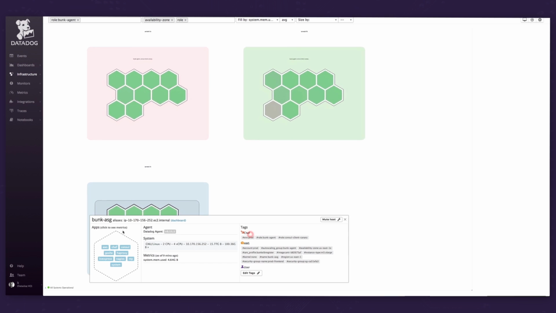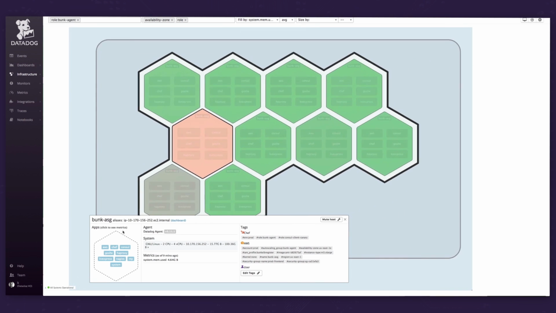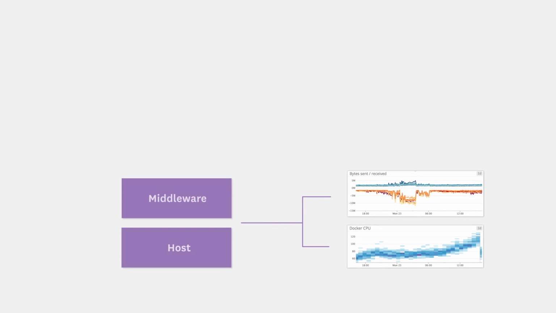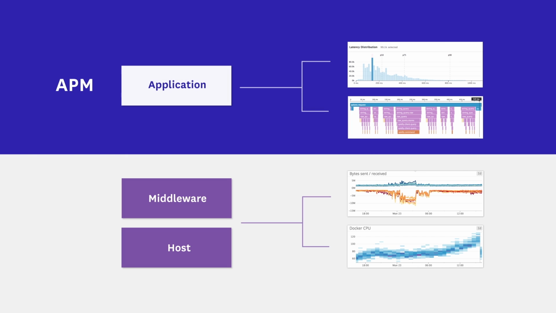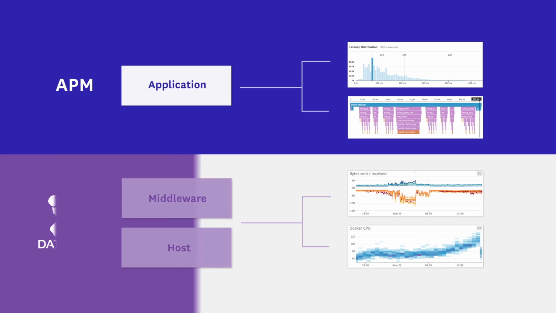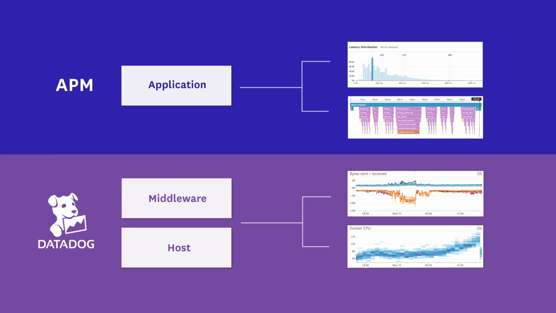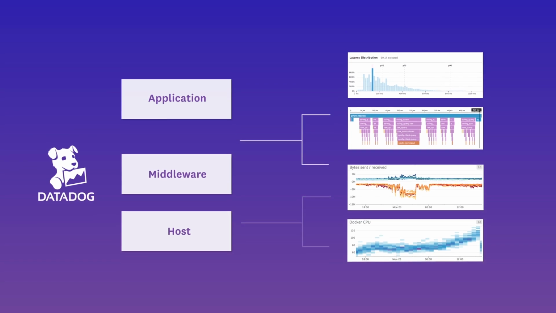To understand the health and function of your applications, you need to be able to observe both your infrastructure and the applications themselves. Traditionally, this observability was provided by two separate services: application performance monitoring and infrastructure monitoring. But the gap between those services can cause blind spots and friction during an outage. So we added APM to Datadog.